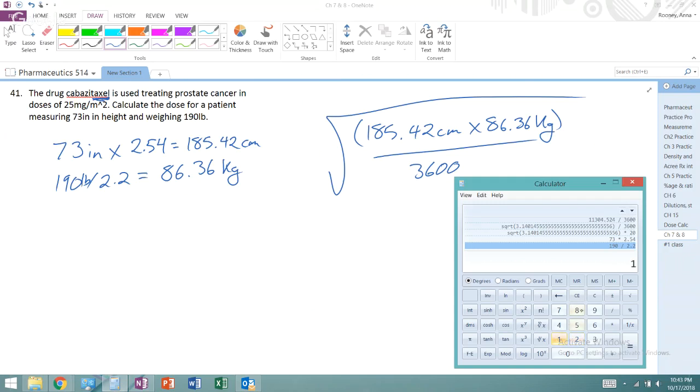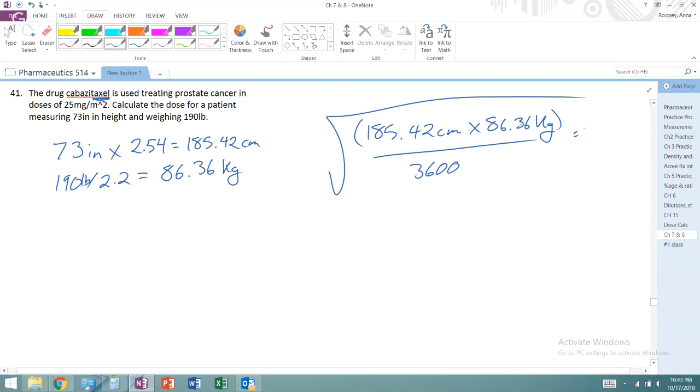So 185.42 times 86.36 divided by 3,600. And then take the square root, and it's 2.109. 2.109 meters squared.